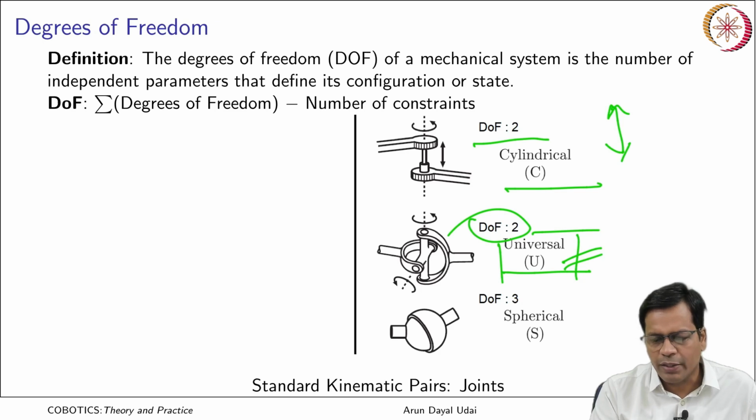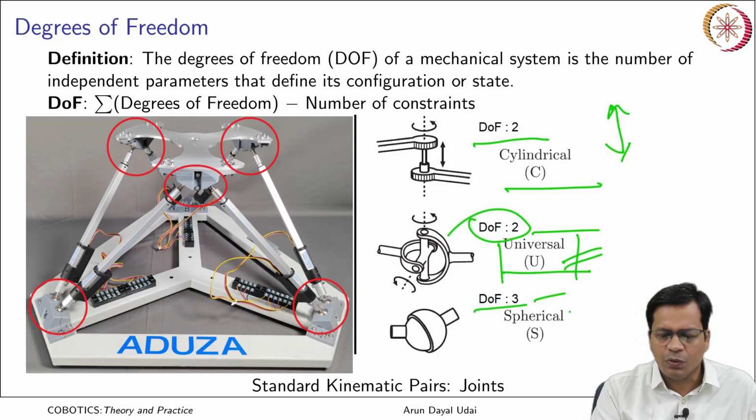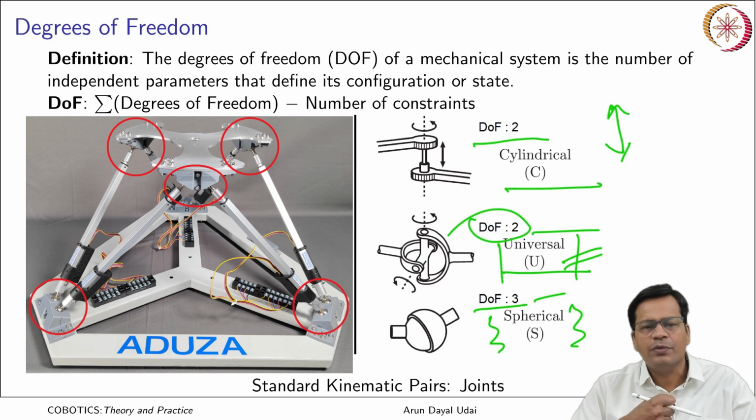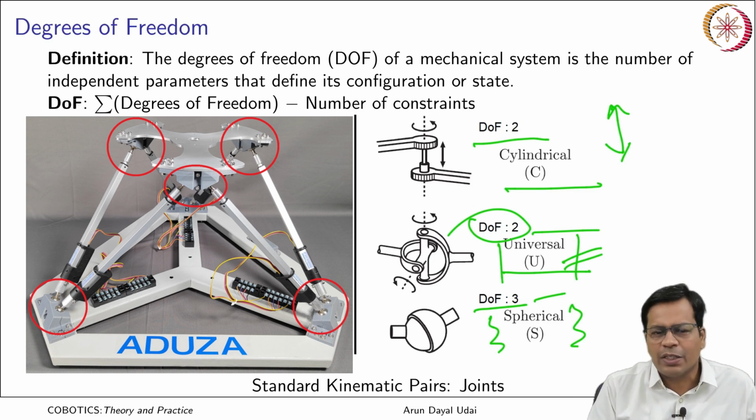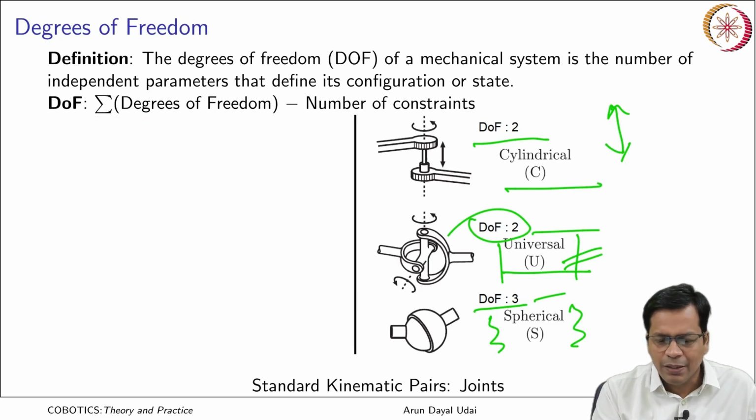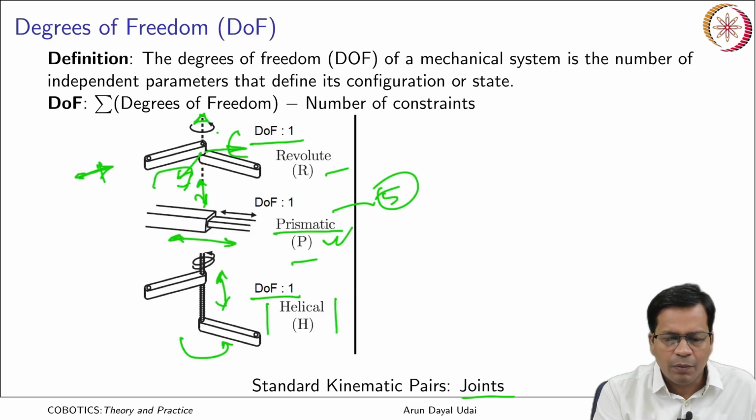And the sixth one, the final one, has 3 degrees of freedom. It is known as a spherical joint. It can have rotation along all the 3 orthogonal axes, and it cannot have translation in any of the directions. That means 3 translations are constrained and 3 rotations are free. So, altogether it has 3 degrees of freedom. These are the standard kinematic pairs which are known as joints. Quite commonly the 2 DOF universal joint, prismatic joint and revolute joint are very common in robotics.